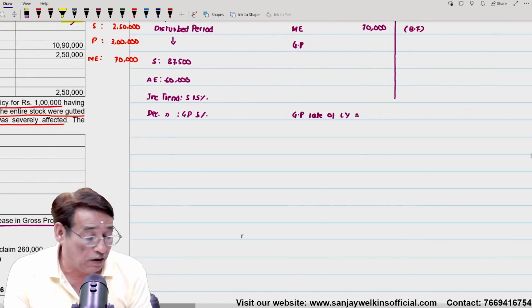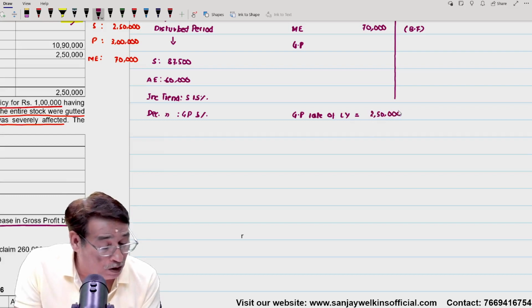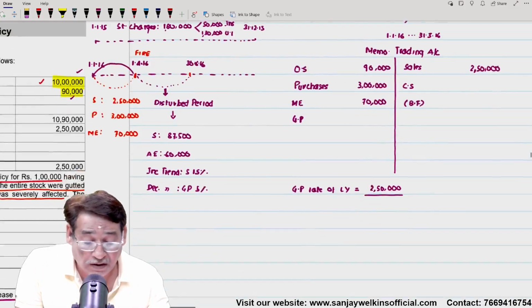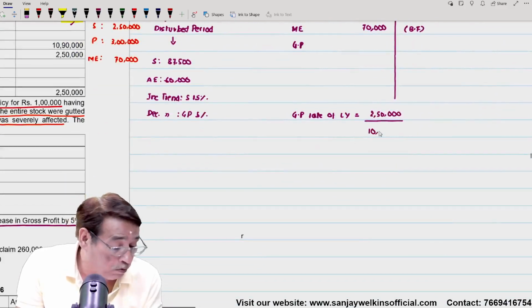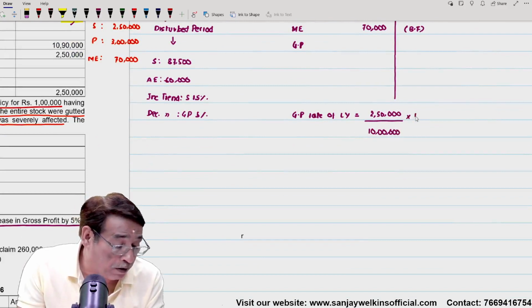So I will write here gross profit rate of last year. Gross profit is 2,50,000 of last year, and sales of the last year is equal to 10 lakh. So I will write here 10 lakh into 100. That is equal to 25%.